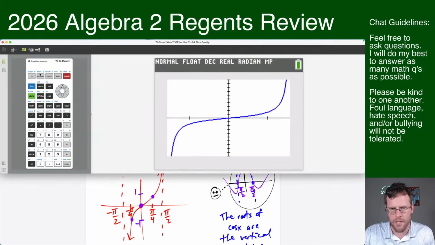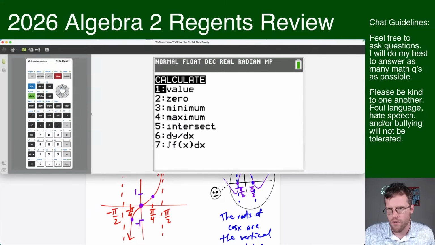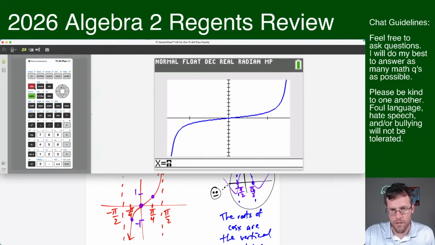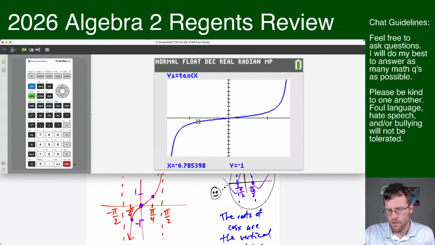Okay, so if I even went to the calculator and I press second trace value and I plug in pi over 4, that's going to give me y equals 1. And then second trace value, negative pi over 4 is going to give me y equals negative 1.